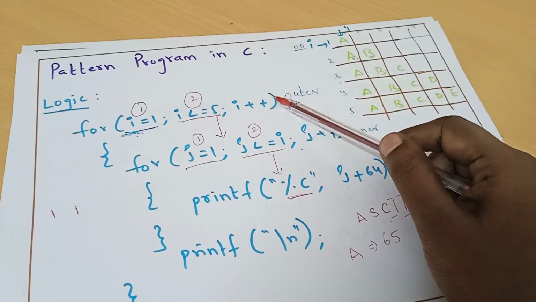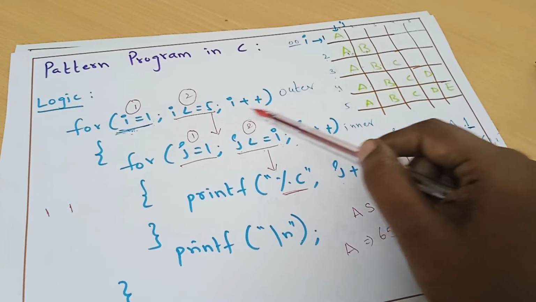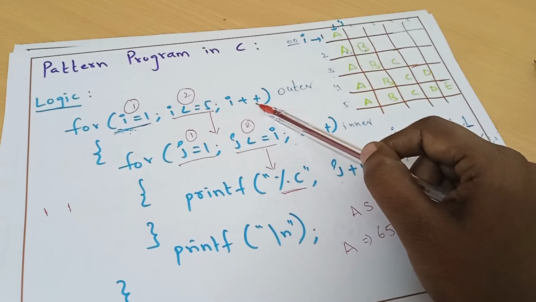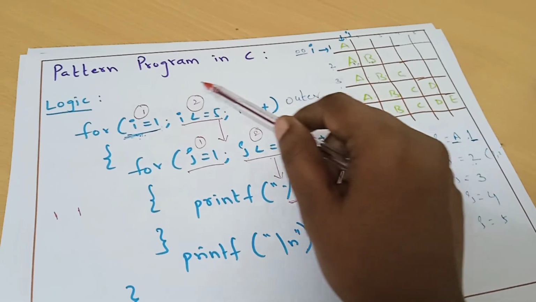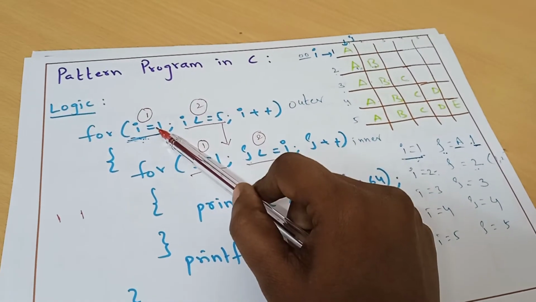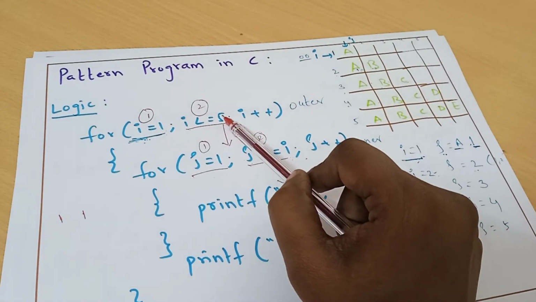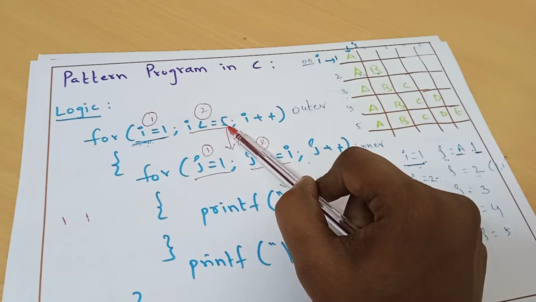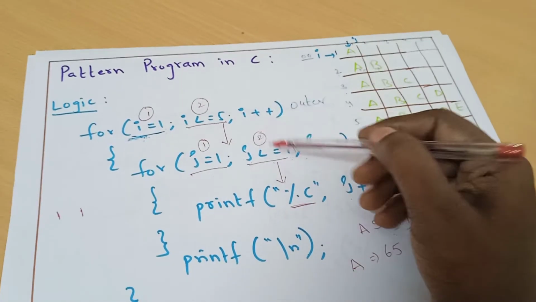Condition fail. So now the condition fails, we will go back. In this back, we'll go to i plus plus. Now i value will be 2. Now the loop repeats. i is equal to 2. 2 less than or equal to 5. Condition true. When the condition is true, we'll go to the next line.